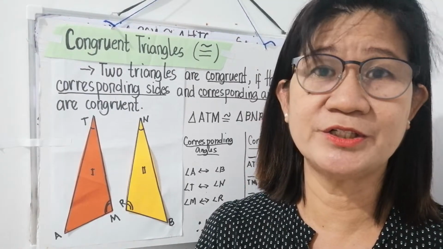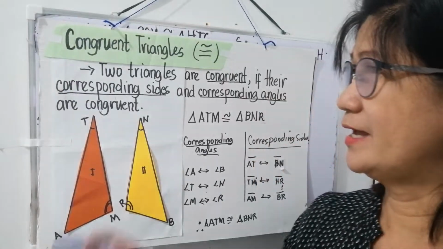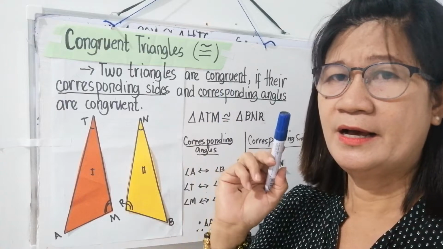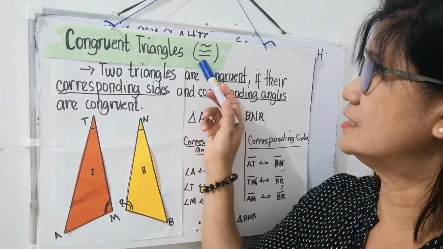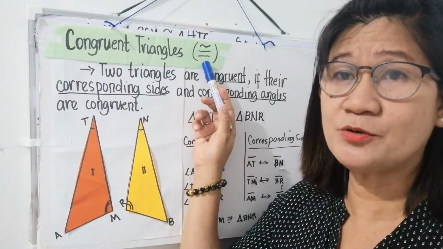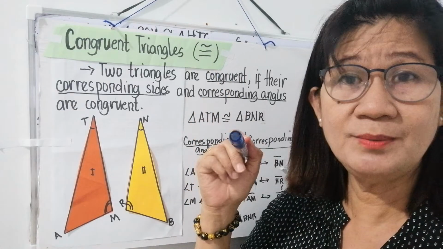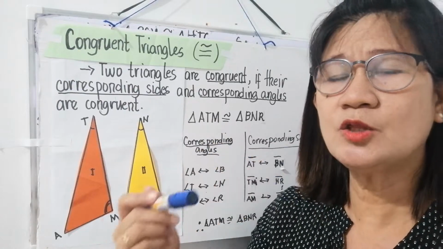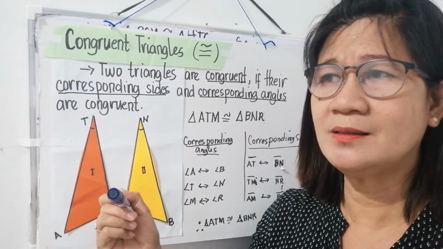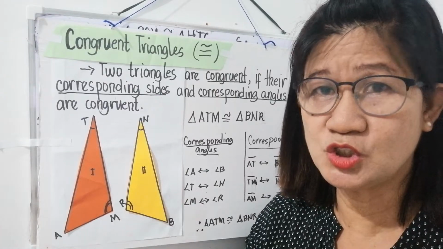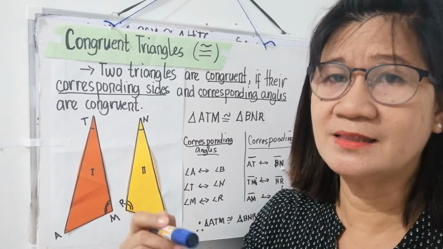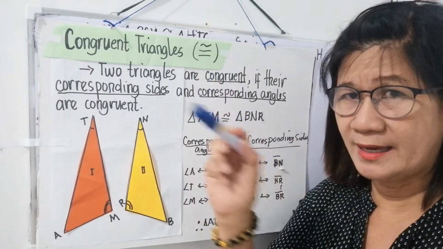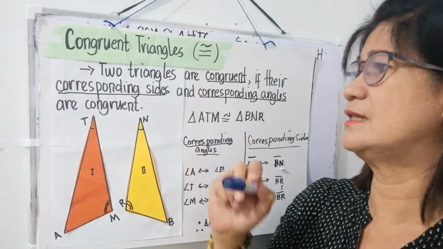This is about quarter 3, no? Again, our topic is congruent triangles. For your information, this is the symbol for the words "is congruent to." At ano naman ang ibig sabihin ng is congruent? So, when we say two figures are congruent, meaning they have the same shape, the same length, and the same measure. So, parang ganito yung symbol natin. Dalawang line, tapos parang may alon sa taas.